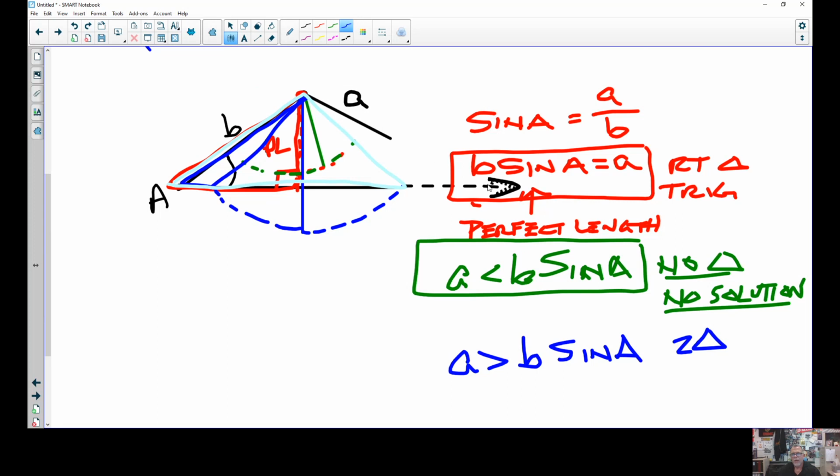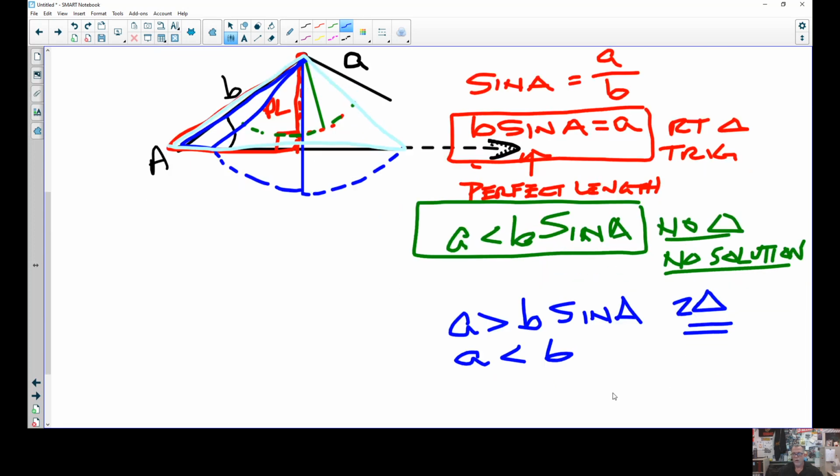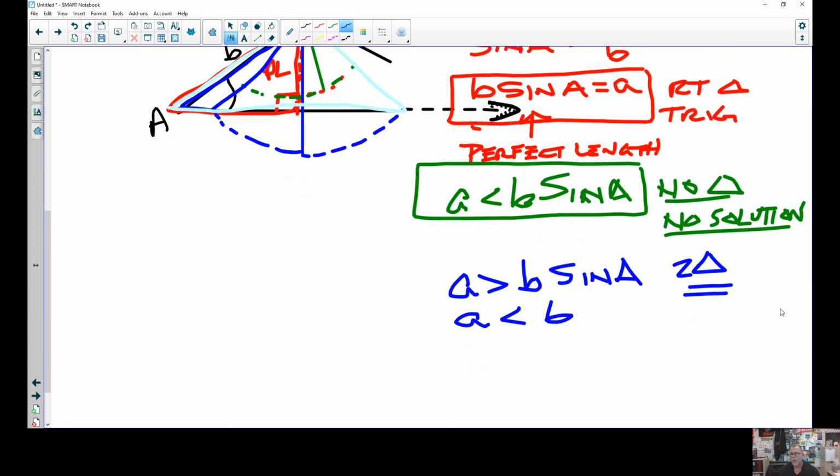If this side is so long that it hits over here and doesn't hit over there, how would that happen? Well, it would have to be longer than B. If this side, A, is longer than the perfect length, but less than B, it'll hit both in two places. So if A is greater than the perfect length but also less than B, we get two triangles. All right? And we will get into how to solve that in a moment.